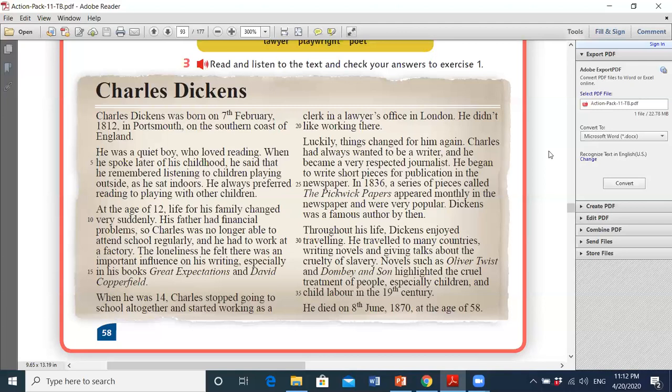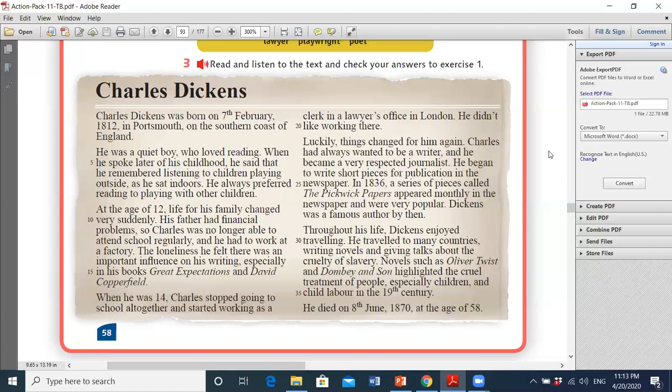So how did Charles Dickens begin? He began by becoming a journalist, writing in a journal. He began to write short pieces for publication in the newspaper. Short pieces means small, short pieces of writing that are published in a newspaper. In 1836, a series of pieces called the Pickwick Papers appeared monthly in the newspaper and were very popular. Dickens was a famous author by then. So Dickens became famous because of the Pickwick Papers.